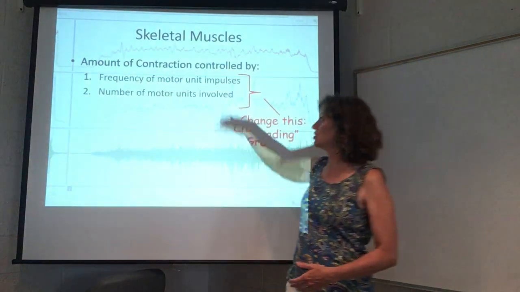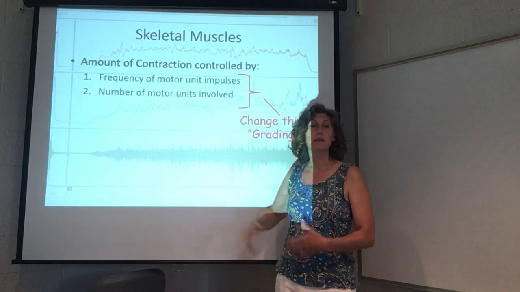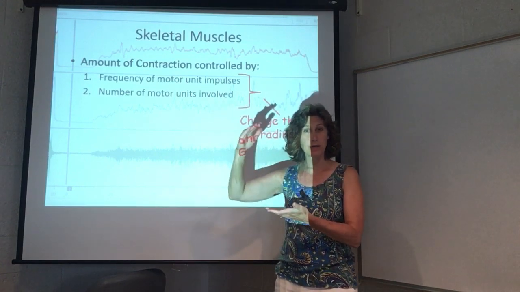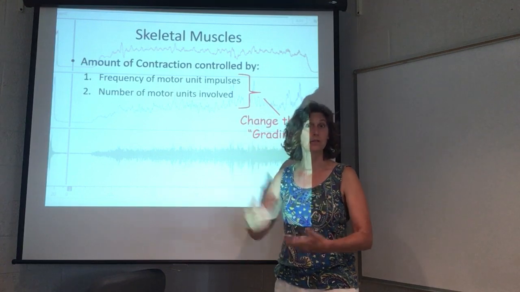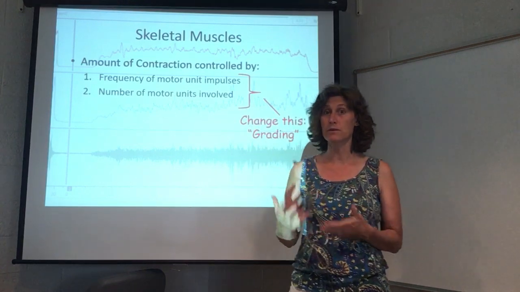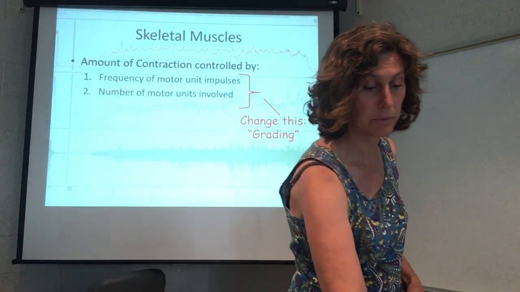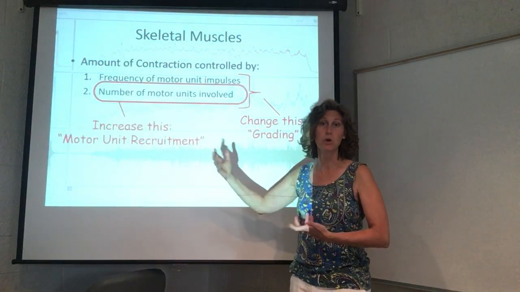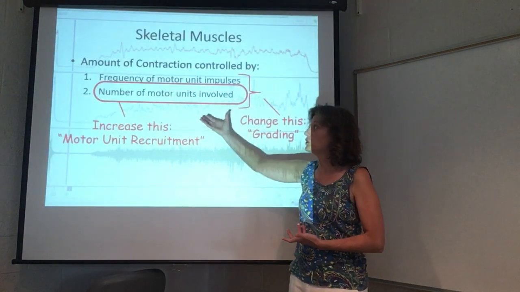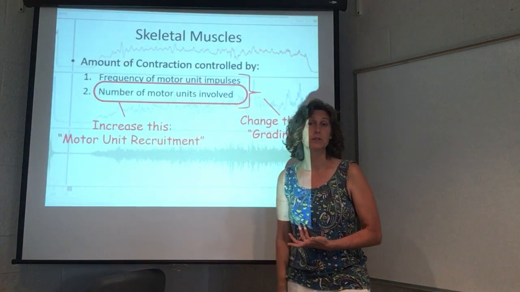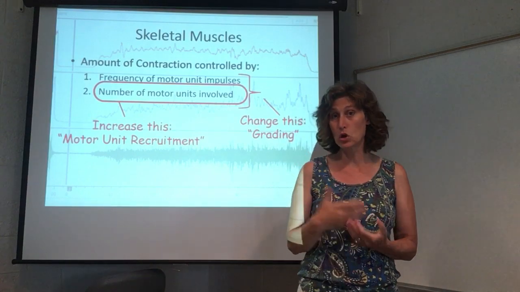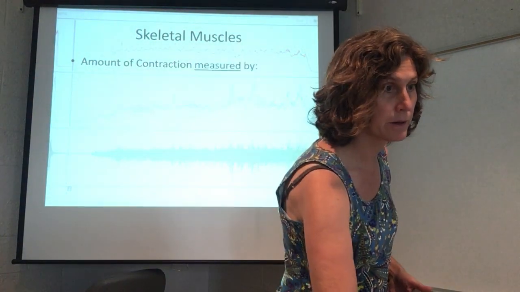So as you change these 2 things, this is referred to as grading. You're grading it up and down. You're giving it kind of a range of intensity, of clench strength. And so it's called motor unit recruitment when you're increasing the number of motor units you're engaging. So that's going to be an important thing to know as you work through this lab.